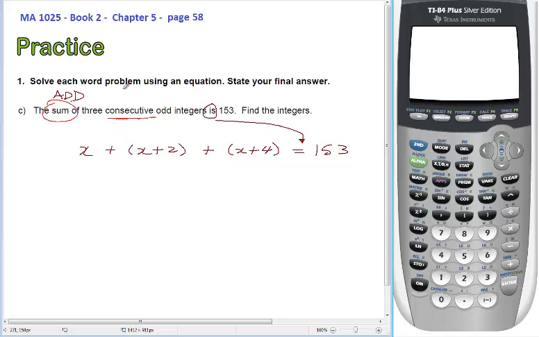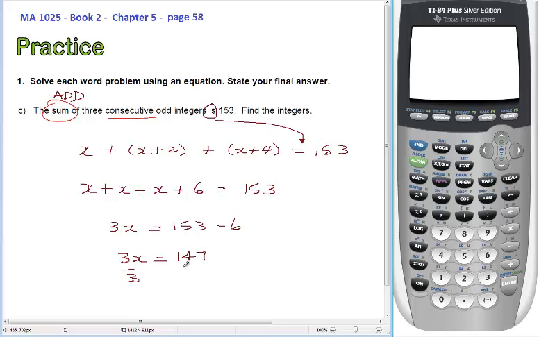Then you simply solve the equation. So you've got x plus x plus x plus 6, because I added the 2 and 4, equals 153. Add up all the x's, you get 3x. 3x equals 153 subtract 6, which is 147. Of course, you divide everything by 3, 147 divided by 3, and we get a total of 49. Okay, so that's our first integer.